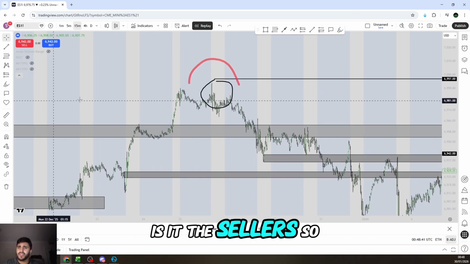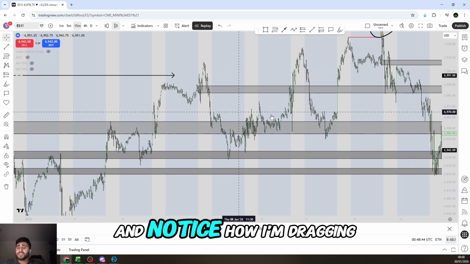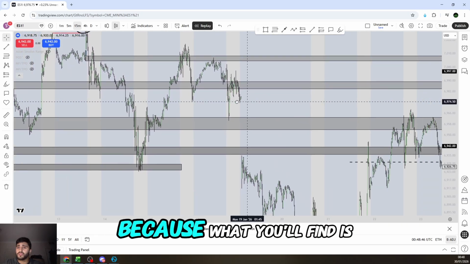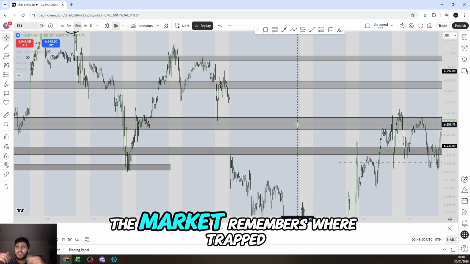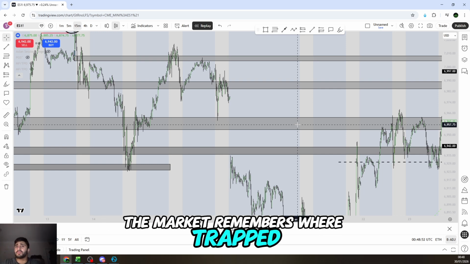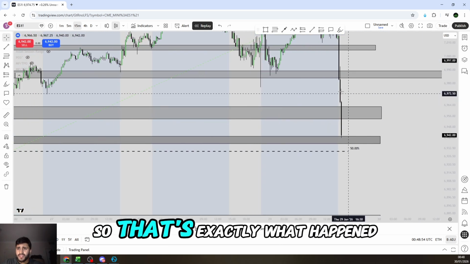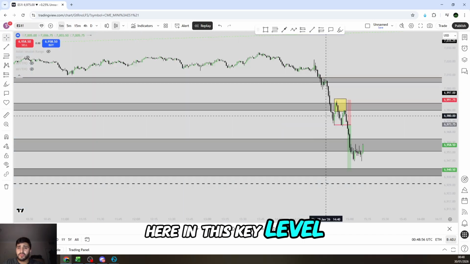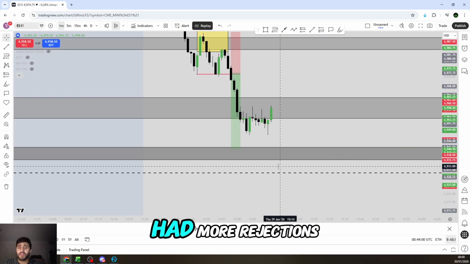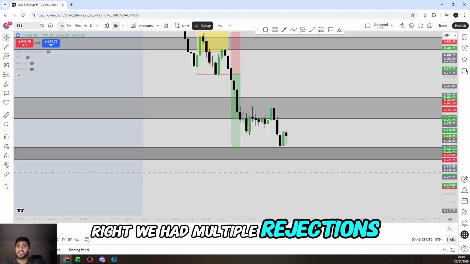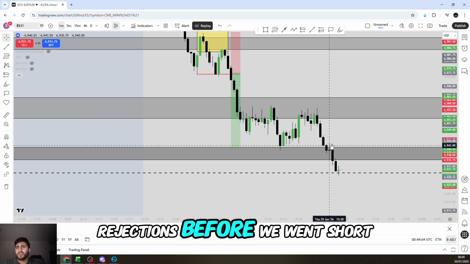Is it the sellers? So we take this same theory, and notice how I'm dragging the zone to the right, because what you'll find is a lot of the major moves happen at that level. The market remembers where trapped participants were. That's exactly what happened here in this key level. This particular key level over here, we had multiple rejections. I think 2 rejections before we went short.